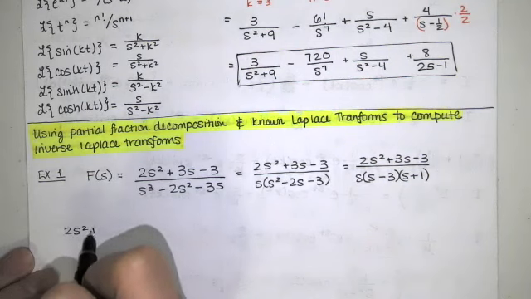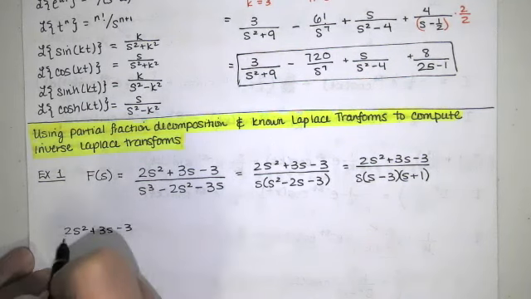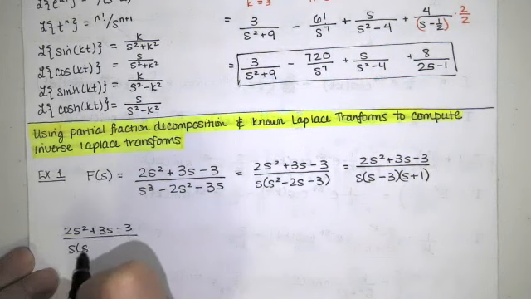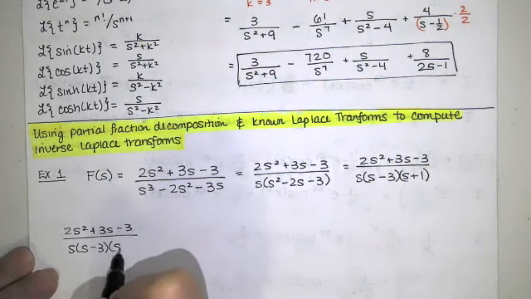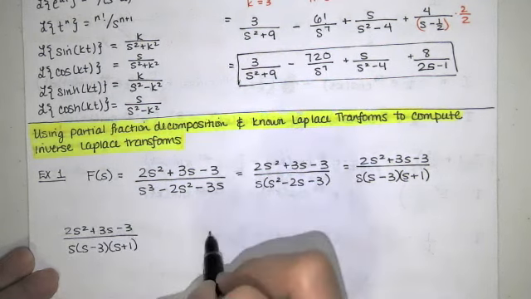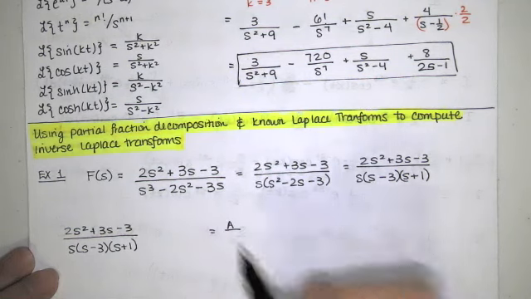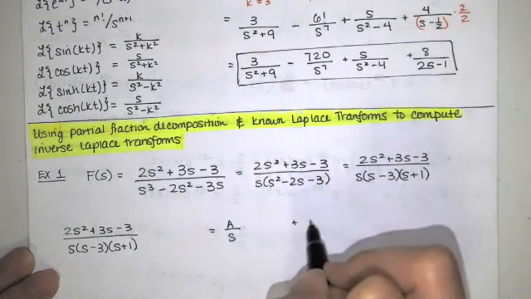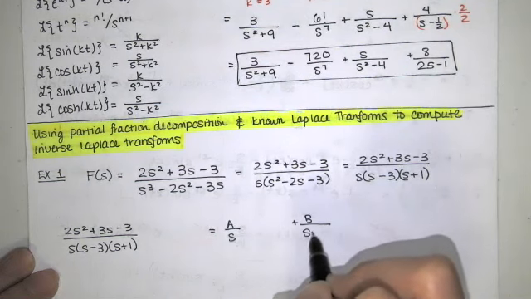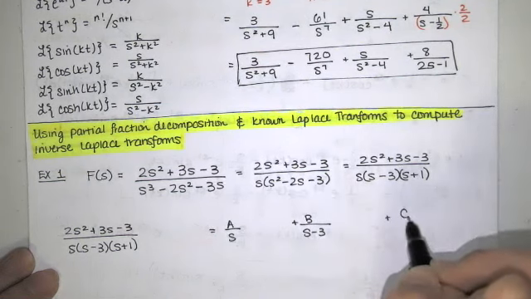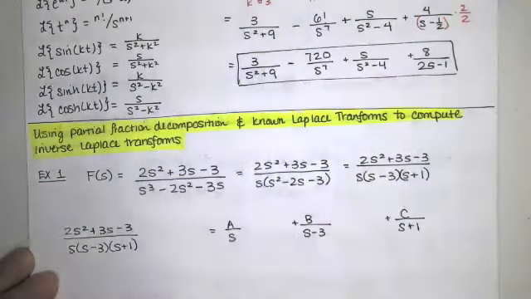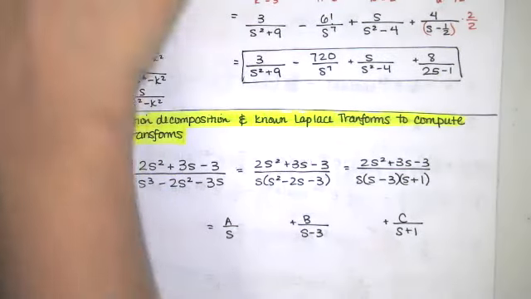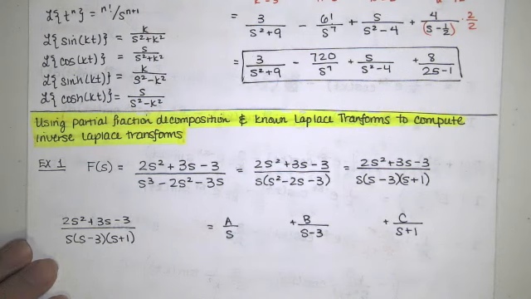So I've got 2s squared plus 3s minus 3, and I'm dividing by this expression. And I've got 3 linear factors. None of them are repeated. So the partial fraction decomposition looks like this. It's A over s plus B over that second linear factor plus C over the third linear factor. And we want to multiply by the LCD, which is always the original denominator.